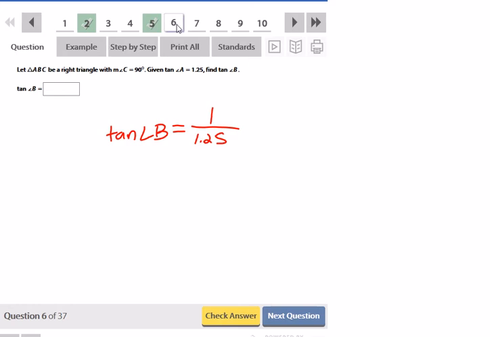That should be 0.8. Well, let's see, just to be sure. 1 divided by 1.25 is 0.8.